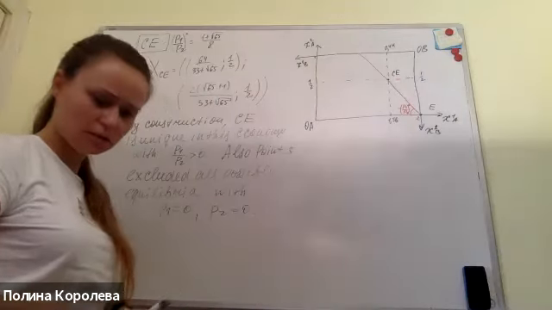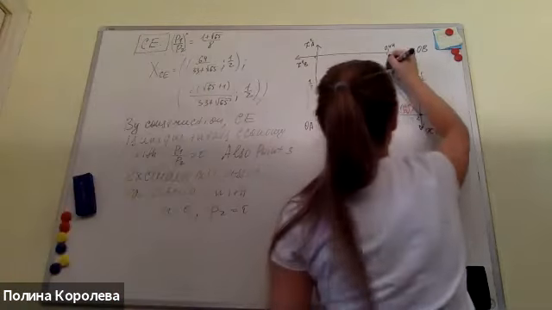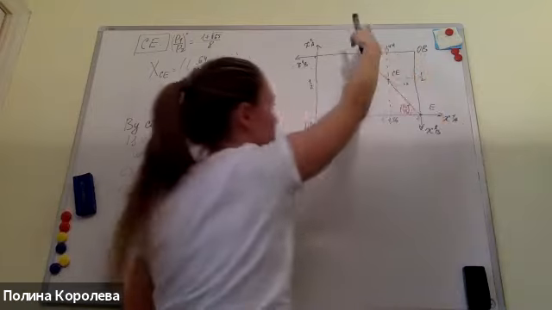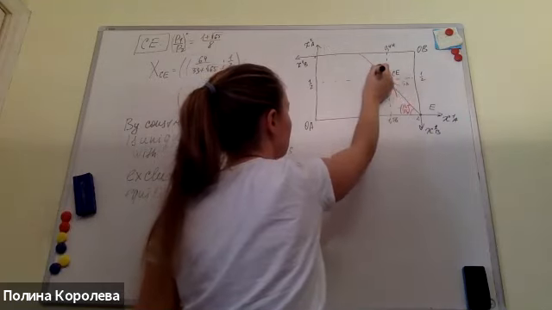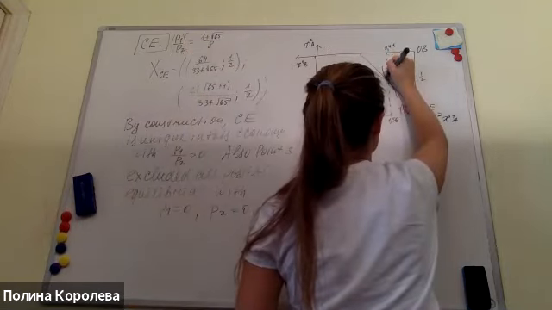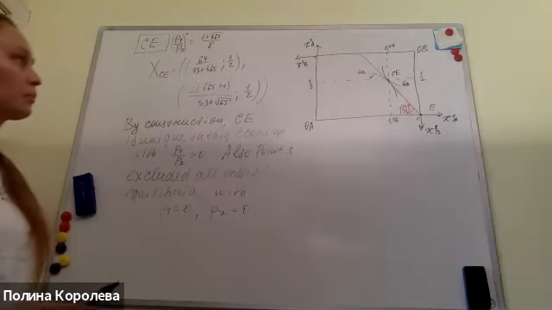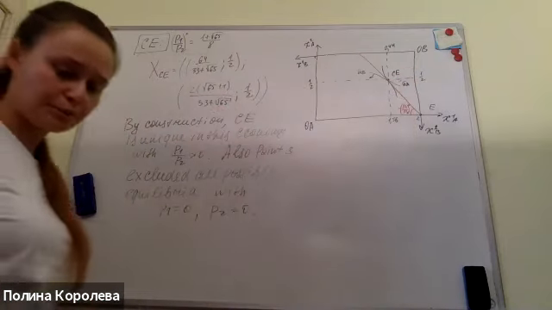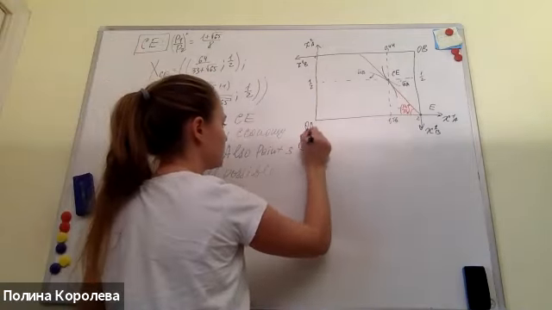Also, you can draw, but it is not obligatory, indifference curves for individual A that is tangent to the budget constraint, and for individual B, which is also tangent to our budget constraint at the same point as the indifference curve for individual A. So that's all for point 4 and point 5 of this task.